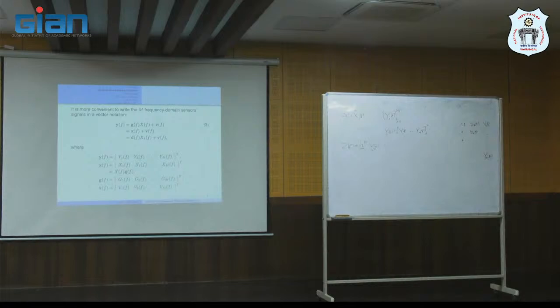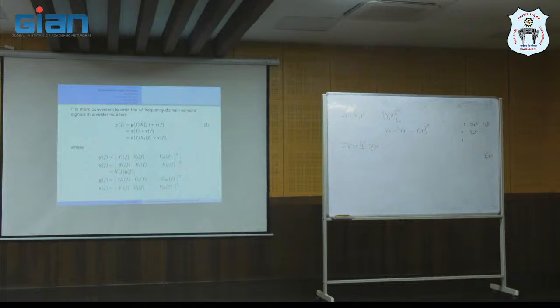Okay? So G1 is the transfer function from the desired source to sensor number 1, G2 is the transfer function to sensor number 2, and so on. So we have m generally different transfer functions.